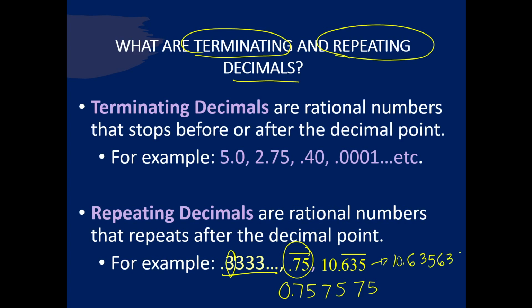635, 635. 635 keeps repeating. That is what repeating decimals mean. And by the way, these repeating and terminating decimals are rational.